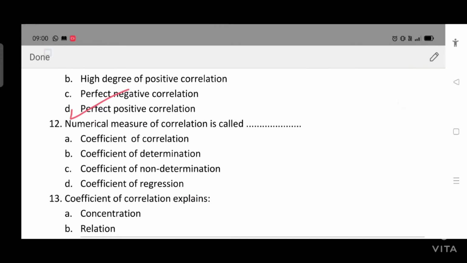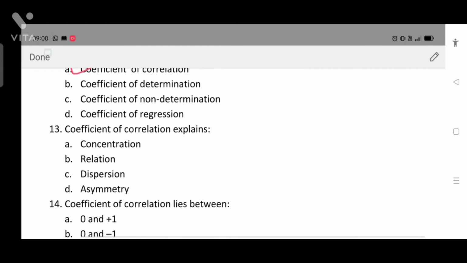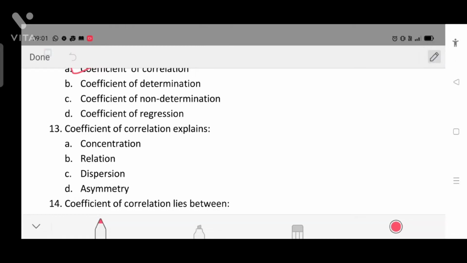Next we go for the 12th question. Numerical measure of correlation is called A, B, C, D. Answer is A. Coefficient of correlation. Question 13. Coefficient of correlation explains A, B, C, D. Answer what? B. Dispersion.